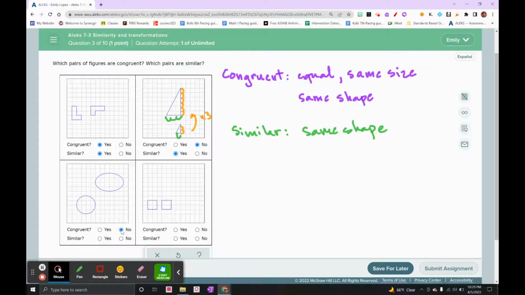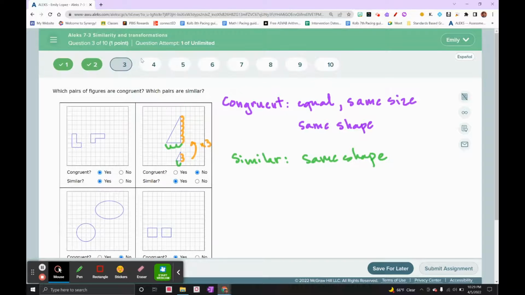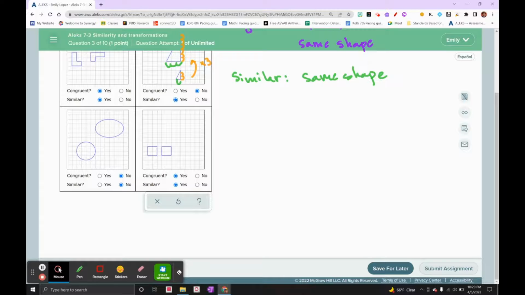The answer is no. Do they look the same? The answer is no. The two squares look exactly the same. If they're congruent, that means they're also similar. All right, we will be heading to number 4.